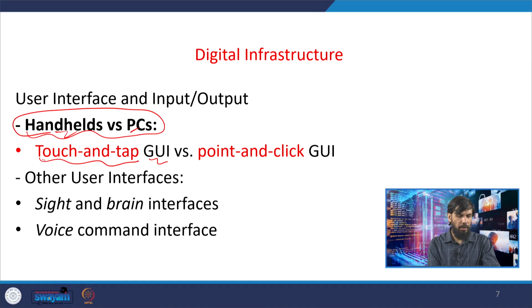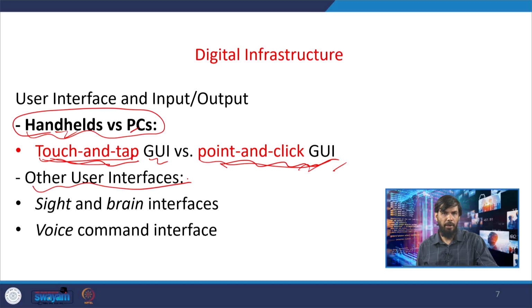In the case of handhelds nowadays, in the most recent smartphones or tablets, they are touch and tap, and when we talk about laptops, desktops or workstations, many of them still remain point and click. So, both are examples of graphical user interface. Now, there are other user interfaces that are also there and are in development for further improvement.